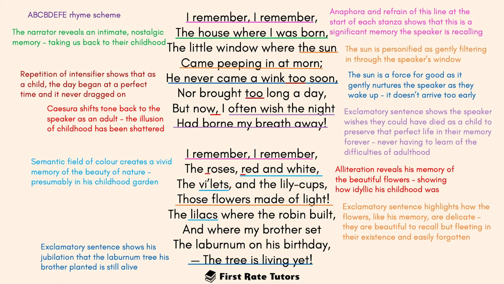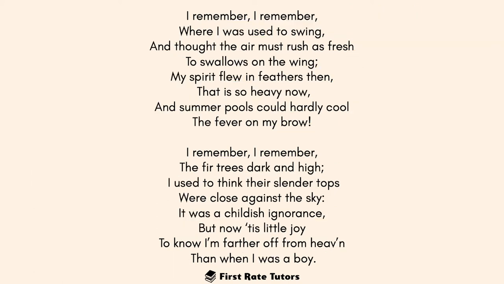Okay, so it's still alive and they're so happy to find this out. In the next verse, the speaker talks about how they remember where I was when I used to swing. And the alliteration of W in where and was reveals they're suddenly recalling where they used to enjoy swinging as a child. Again, this is another innocent pleasure that they really miss having.